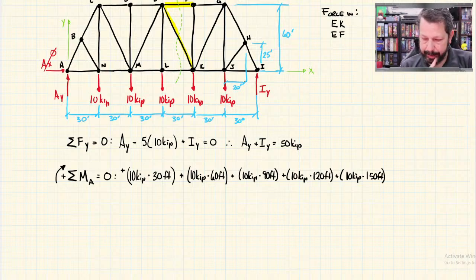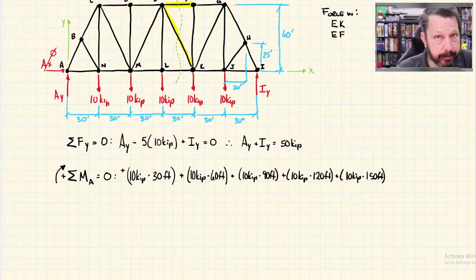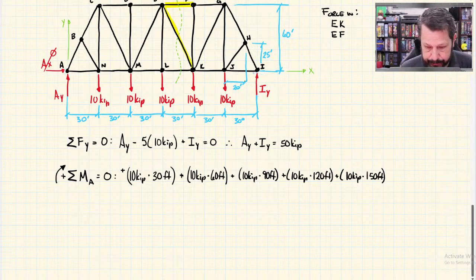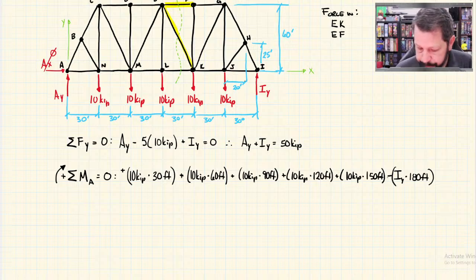And then I get to IY. That arrow, now I just drew the arrow going up. I don't actually know that it's going up. I just drew it in the positive Y direction. But so that would give it, if I was only looking at IY and pin A, then that truss would go around counterclockwise around A. So it needs a negative sign. So minus, I don't know the value of IY, but I know that it's 180 feet from the pin. Actually, I didn't do the others that way, did I? Did that. There we go.